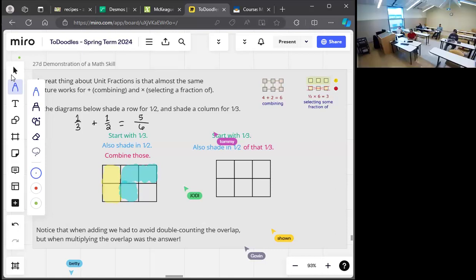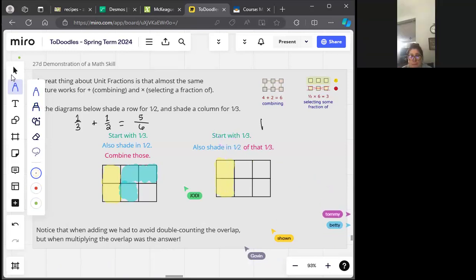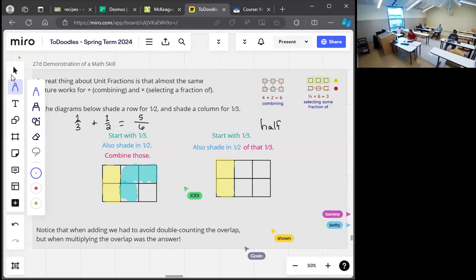Now I'm gonna do something similar, but completely different. Are you ready? Okay, I'm gonna start by shading the third again. So there we go. Everyone okay with my third? Yes. But now we're doing 1/2 of 1/3. And of is multiplying. We're selecting 1/2 of the third. We're doing a different picture.